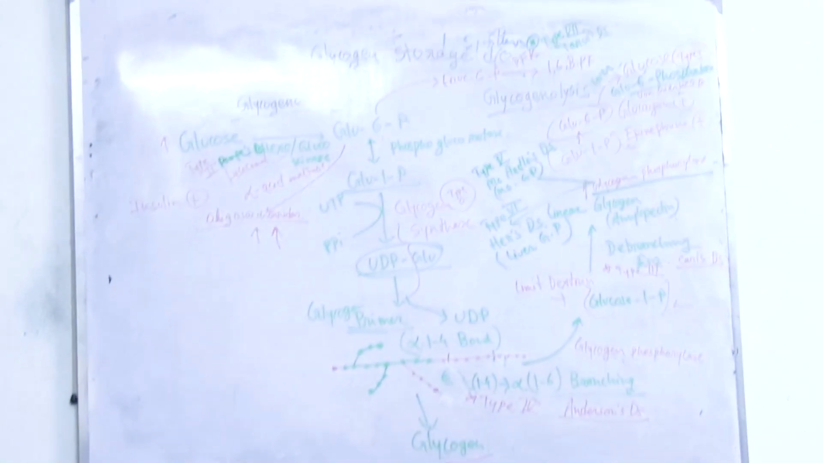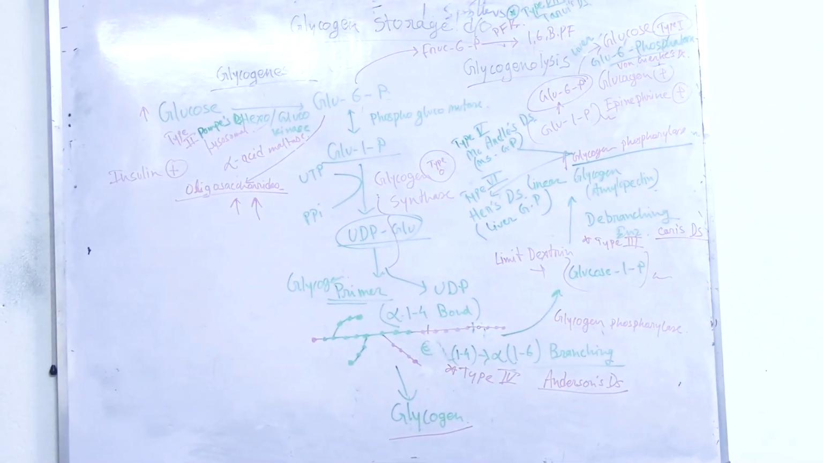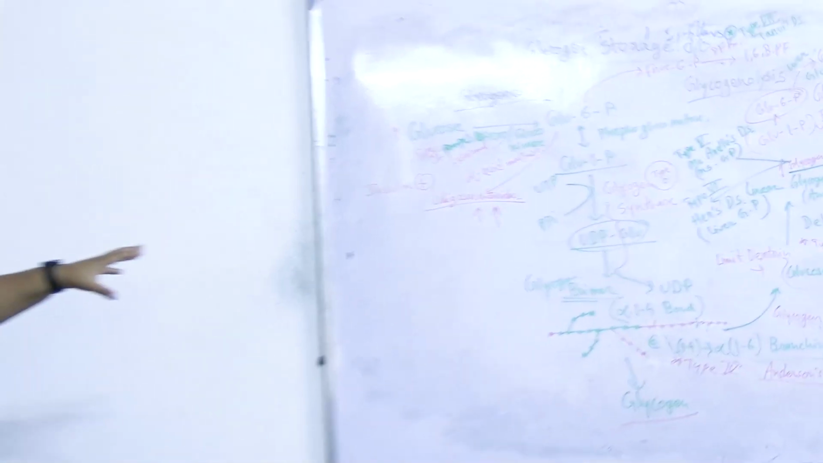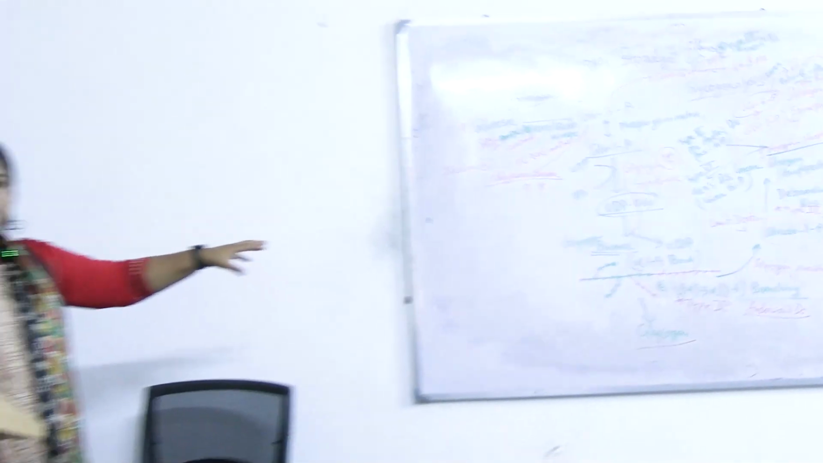Next comes type 3, Cori's disease, or the debranching enzyme deficiency. So when the debranching enzyme is absent, limit dextrin will be accumulated, limit dextrin. So it may produce some free glucose in Cori's disease. Unlike von Gierke's, where free glucose is absolutely not being produced, in Cori's disease, as the debranching enzyme is absent, glucose will be broken down until the fourth residue.